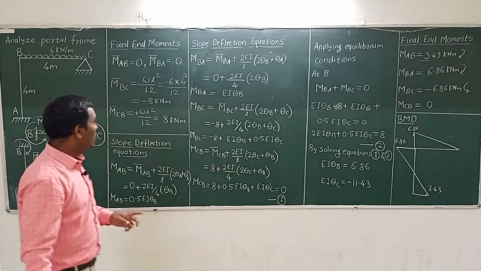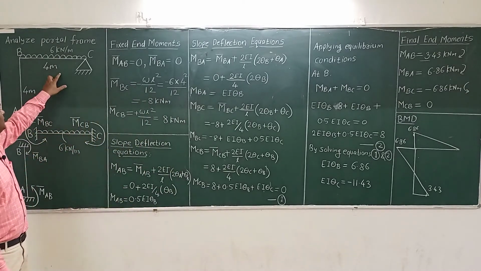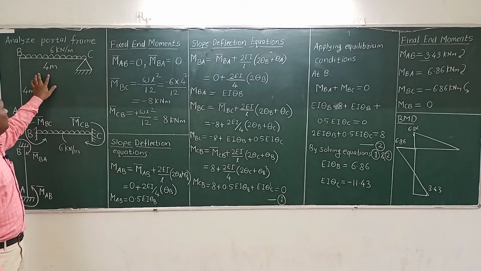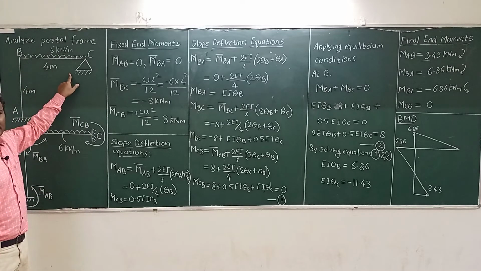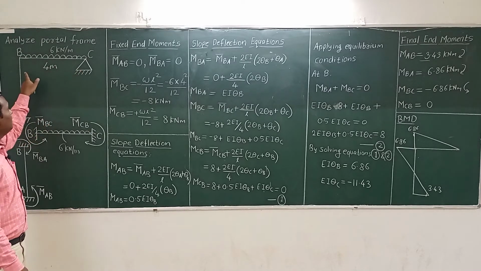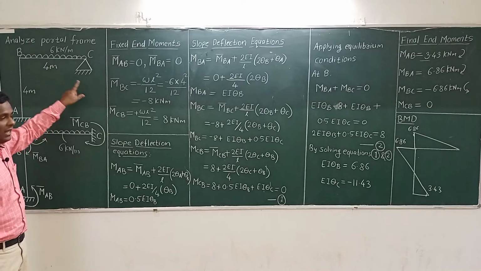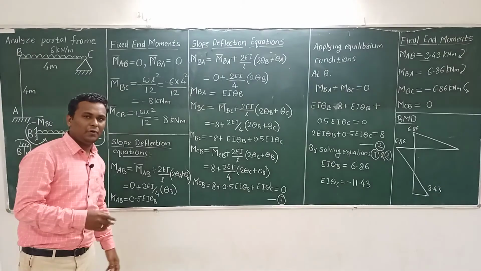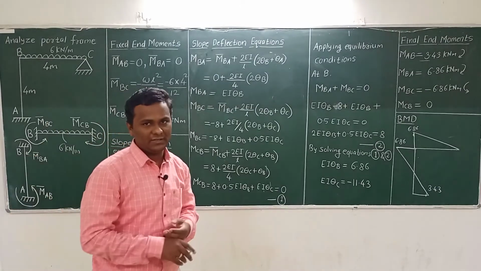So let us go for the next one, that is BC. Now this BC is subjected to uniformly distributed load. Now we know that if you consider this BC as a simply supported beam, when you draw its bending moment diagram, you will get its nature as parabolic and its maximum value will be WL square upon 8, which we already studied in structural analysis.